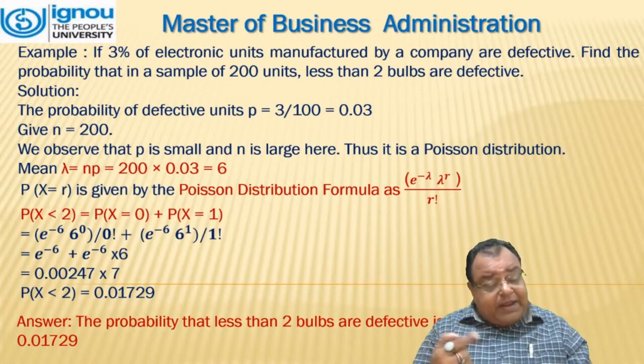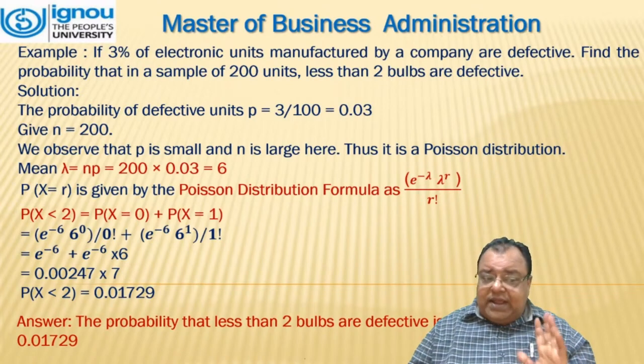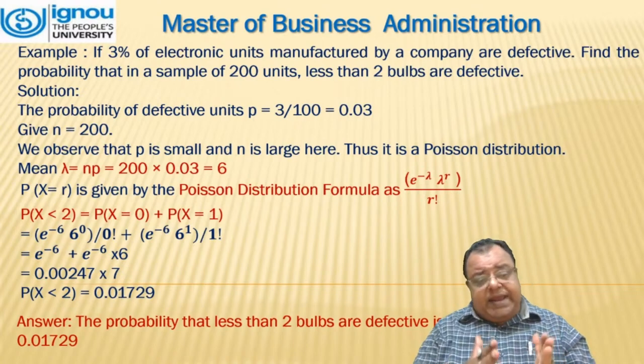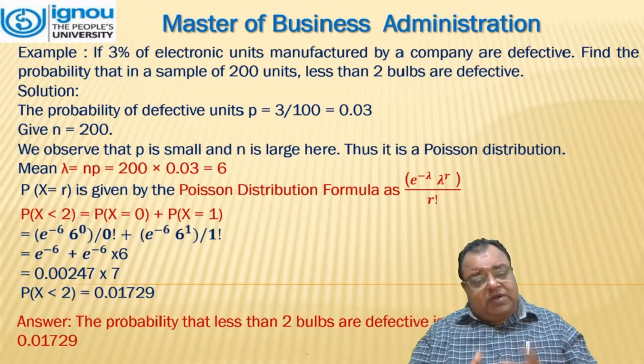6 raised to the power e raised to the power minus 6 into 6 raised to the power 1 divided by 1 factorial. Your 0 factorial is 1, and any number with power of 0 is 1.